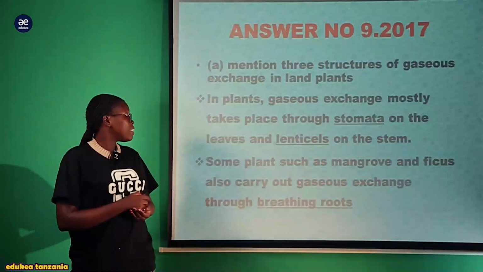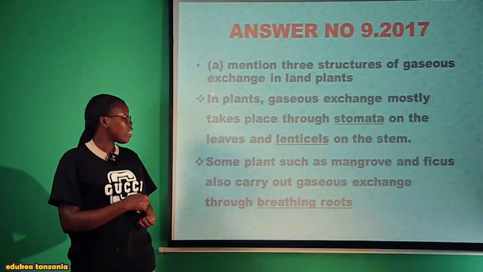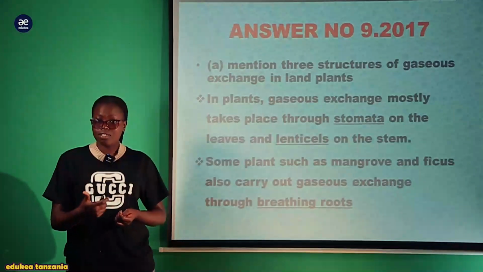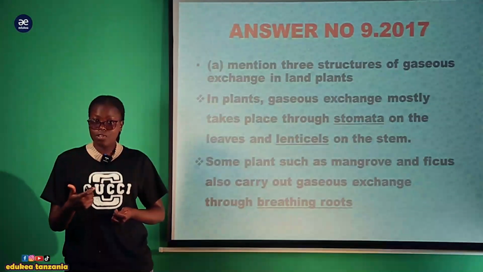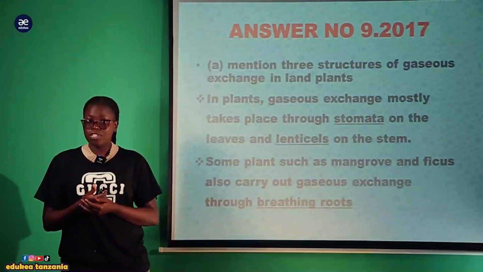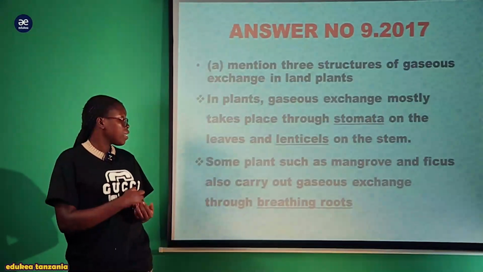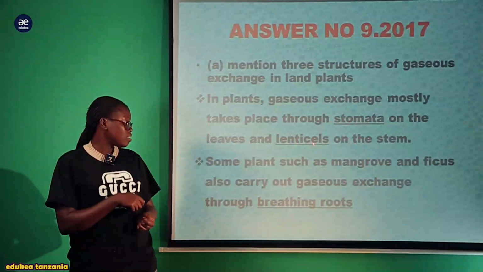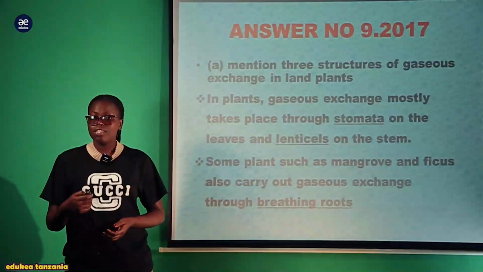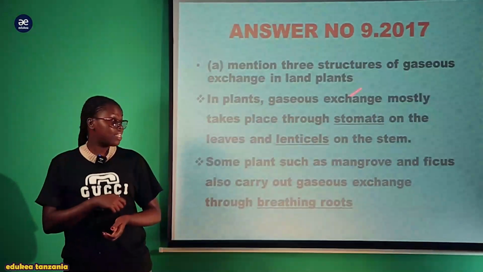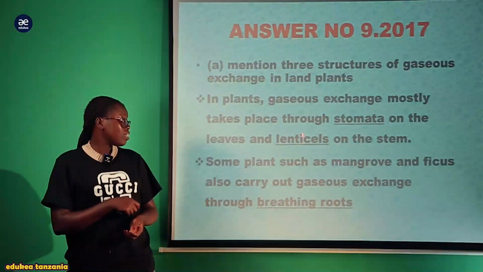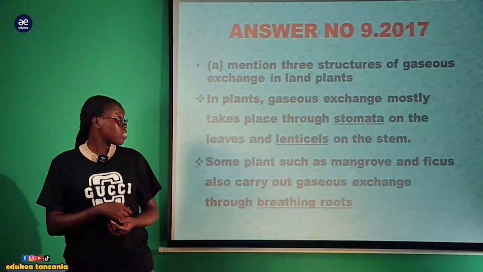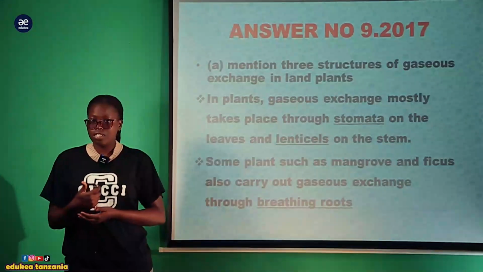Starting with Roman 1, where we wanted to state the three structures which are used by plants for gaseous exchange. In plants, gaseous exchange mostly takes place through the stomata, lenticels, and breathing roots. So, these are the answers: stomata, lenticels, and breathing roots. These are the structures for gaseous exchange in plants.